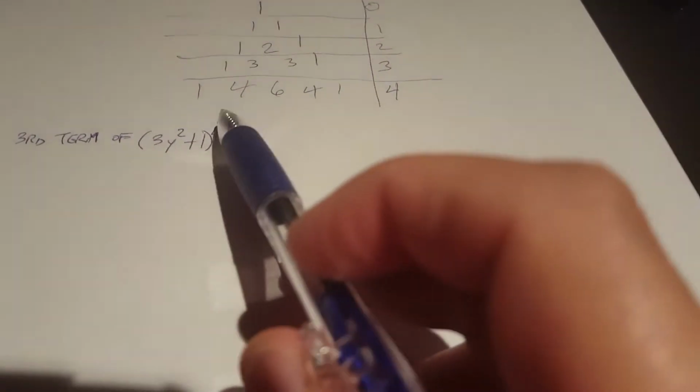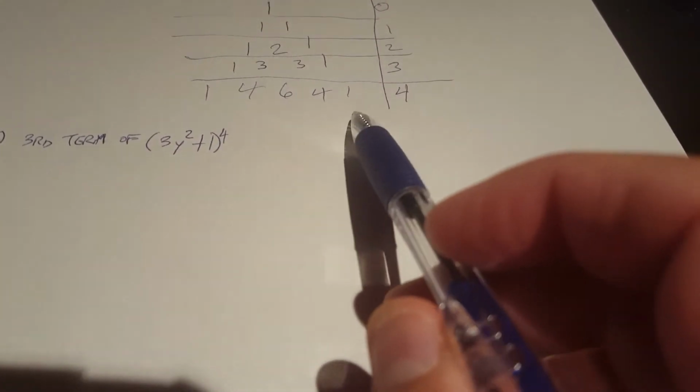This is because the whole thing's to the 4th power. So it's going to be 1, 4, 6, 4, and 1 for the coefficients. Let's set this up here. I'm going to say the 1, and then I'm going to have 4, I'm going to have the 6, I'm going to have 4, and I'm going to have 1.